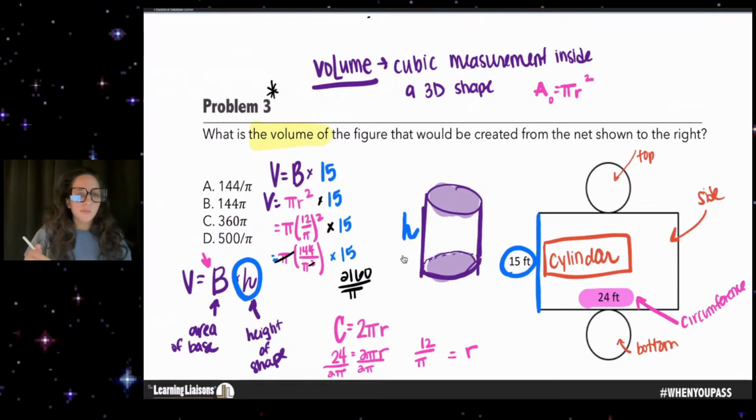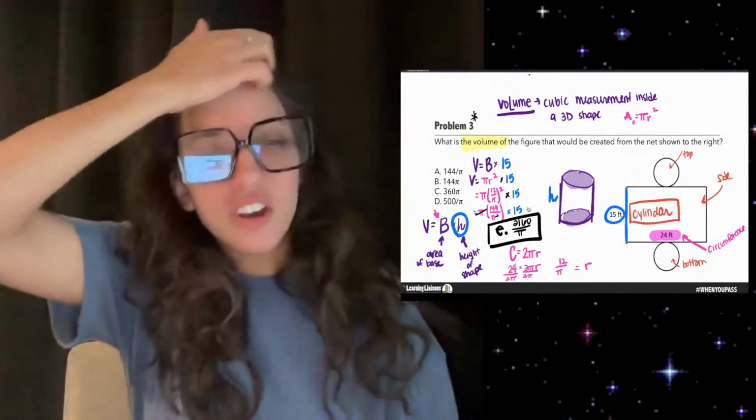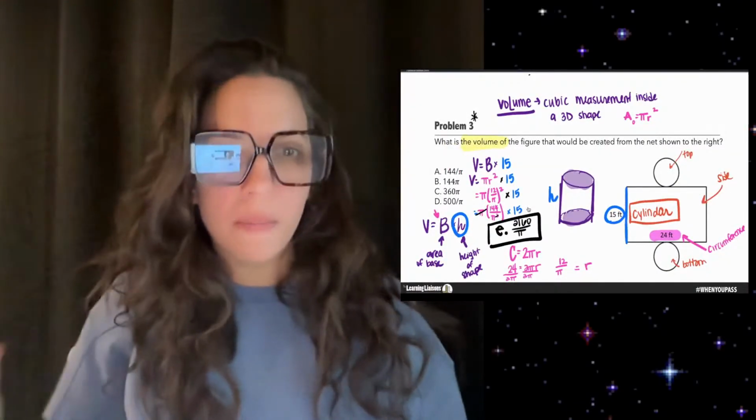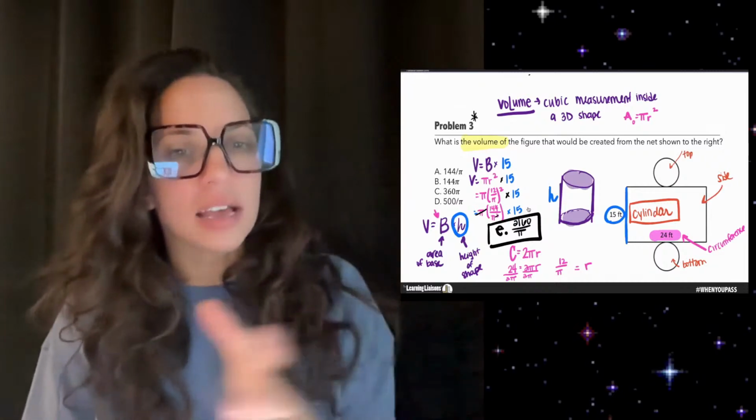So this problem was created and then I never changed the answers. So in this case, the answer is E, 2,160 divided by pi. Did all of that make sense? I know that was a super multi-step problem, but it's important that we understand the process of walking through that.